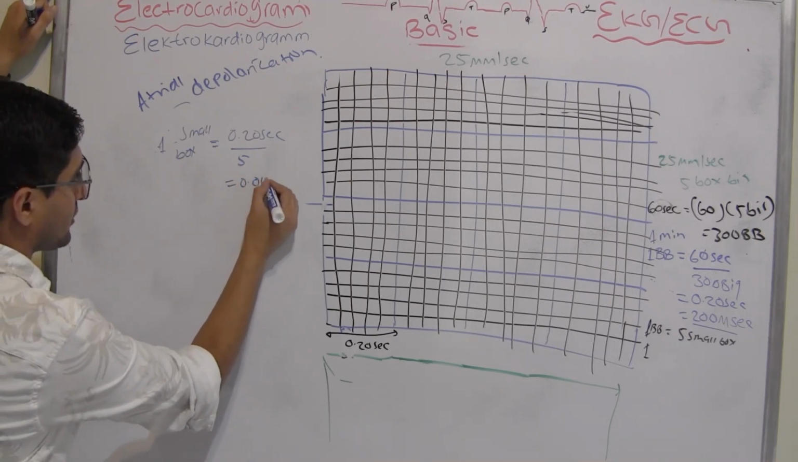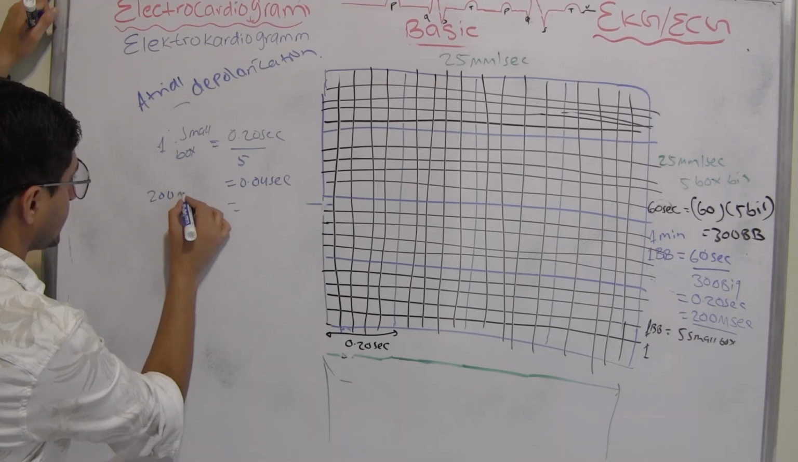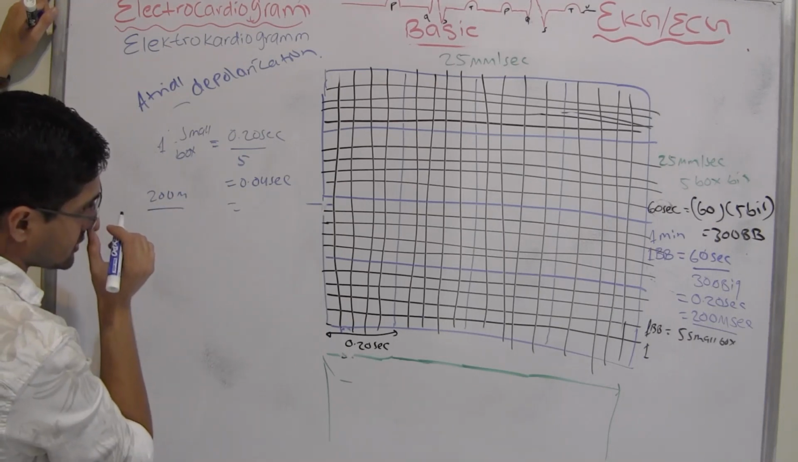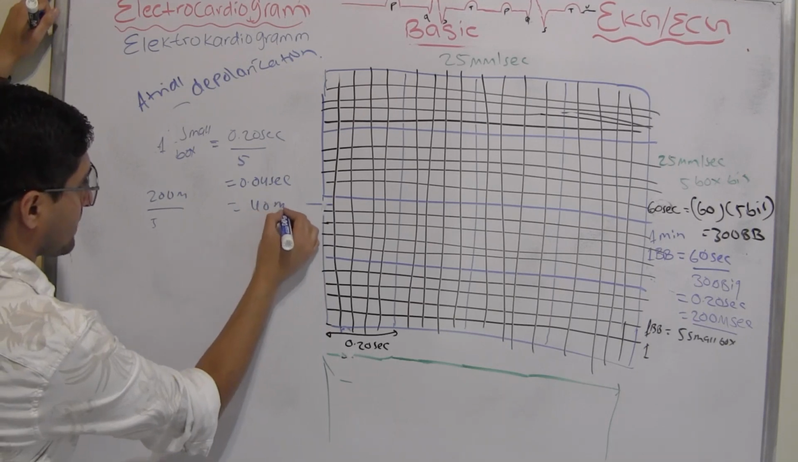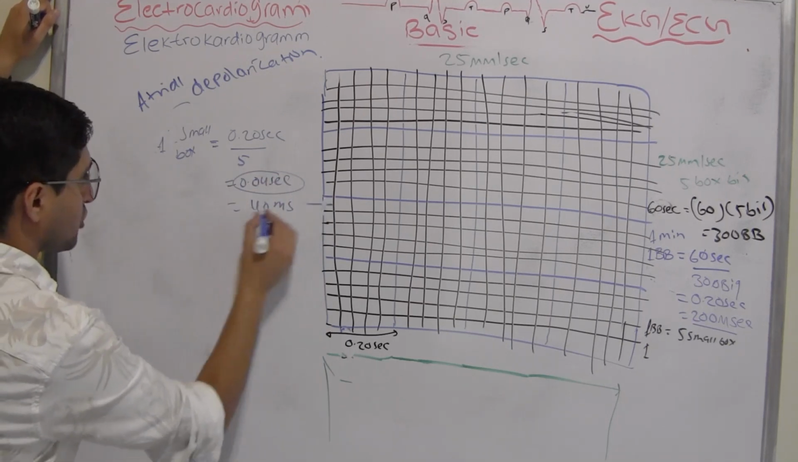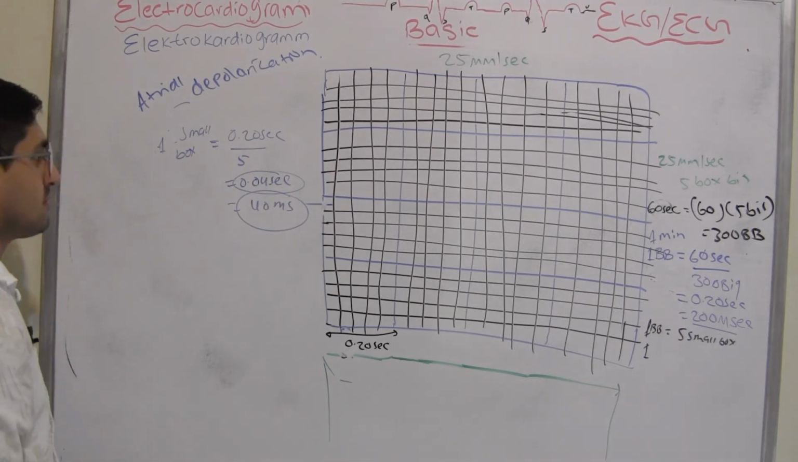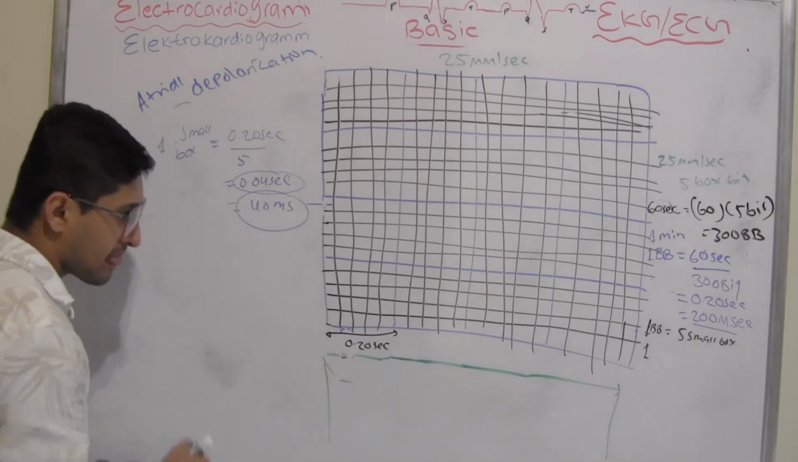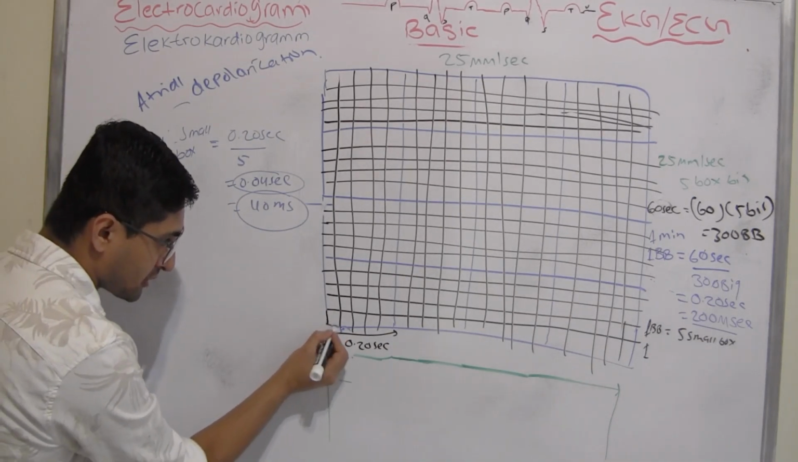About 0.04 seconds. Or simply, if I do 200 milliseconds per, what is this? Like 5, right? What is this? 40 milliseconds. So I would get that. So same thing. From now on, this is the most important number you remember. This small box, and I'm not talking about vertical, I'm talking about this horizontal.